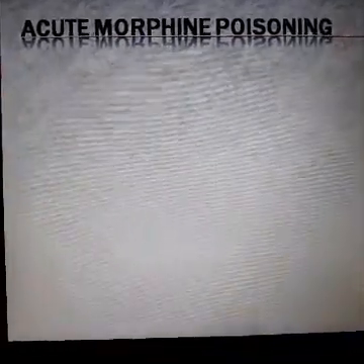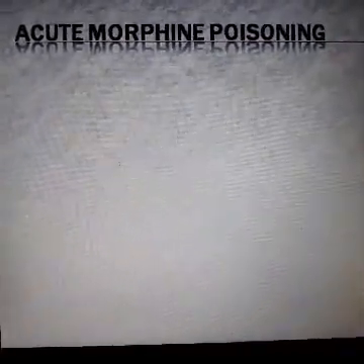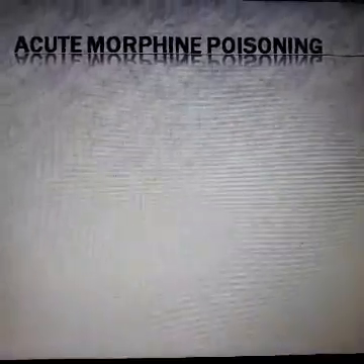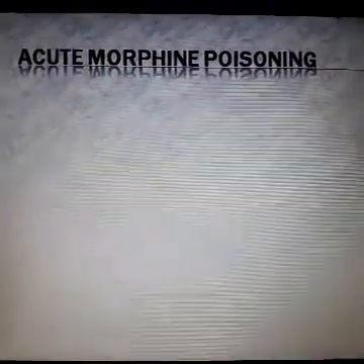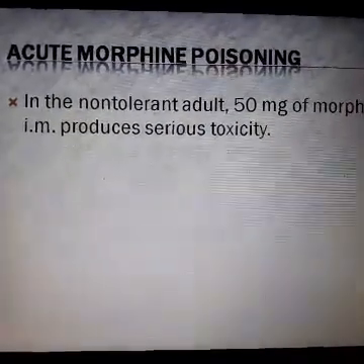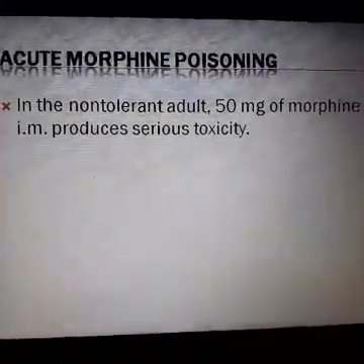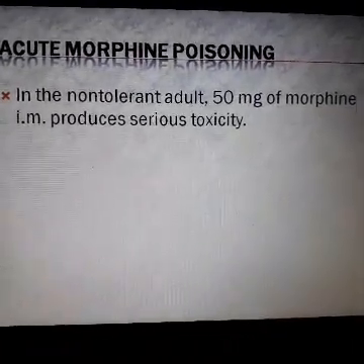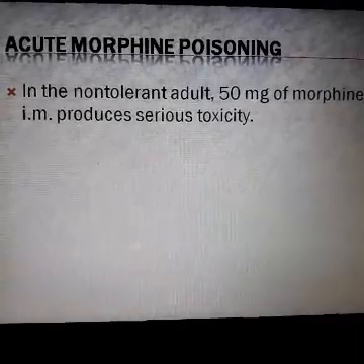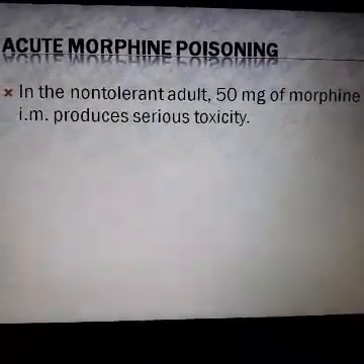So we are going to start with acute morphine poisoning, after discussing the common physiological and pharmacological effects of morphine. So what will happen? In acute morphine poisoning, the symptoms will be an exaggeration of the effect produced by the normal dose. So what is the dose which can create the problem?